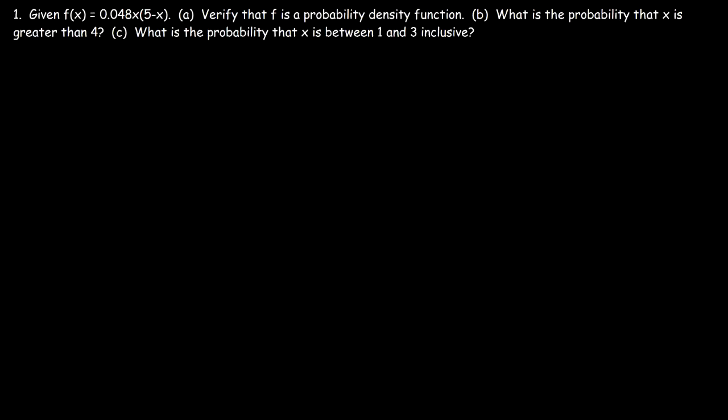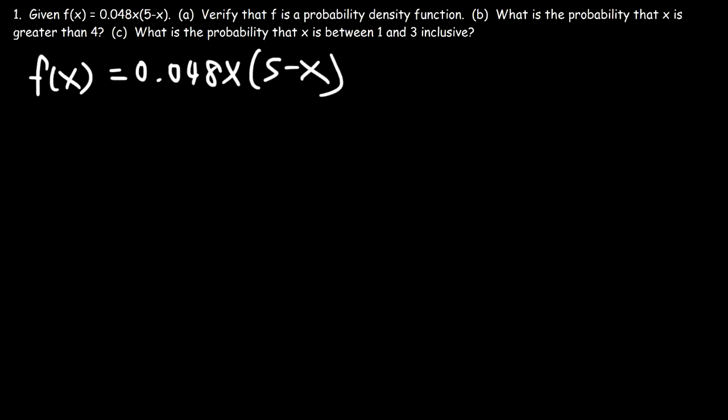In this video, we're going to talk about how to solve probability density functions. So we're given f of x, which is 0.048x times 5 minus x. Now, if f is a probability density function, it has to be equal to or greater than 0. So it can't be negative.